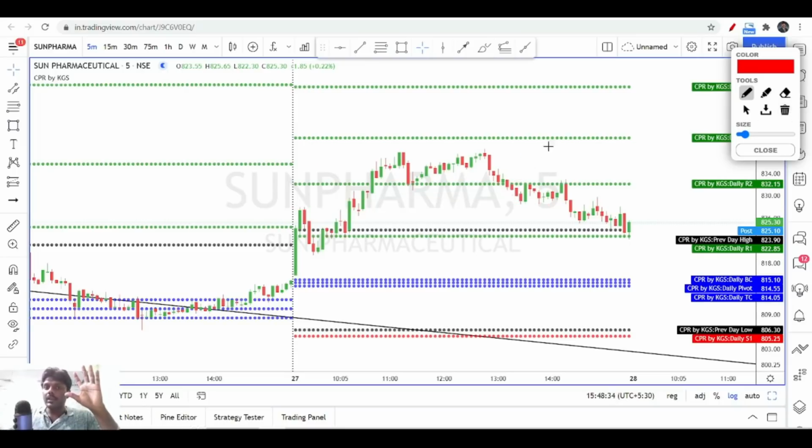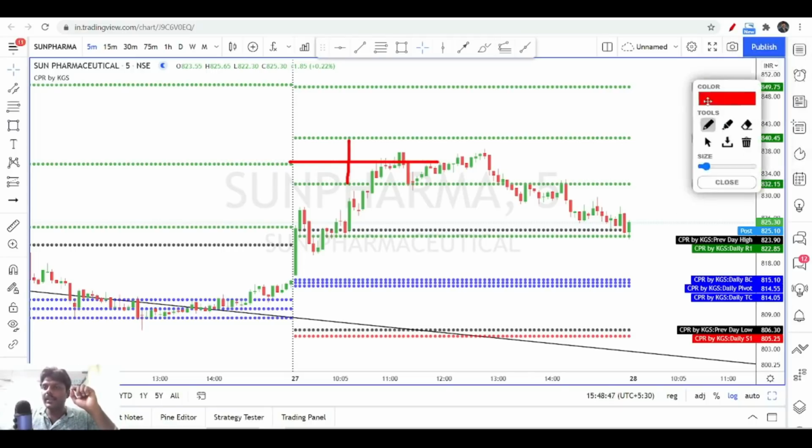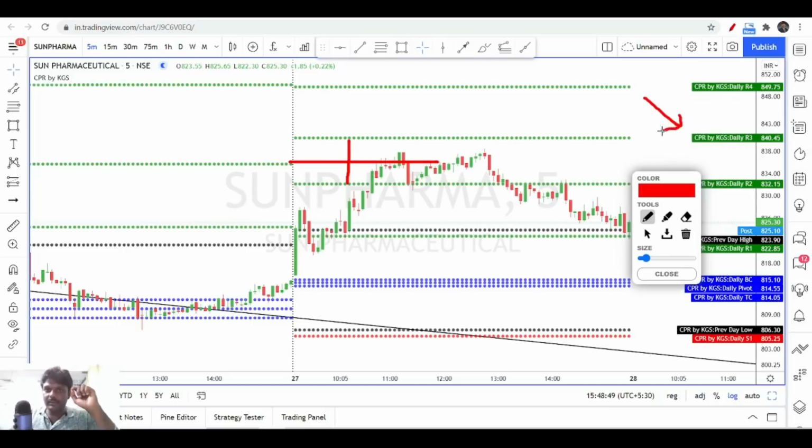If you are booking your profit at R2 and R3 50%, then you are profitable. Your trade is over. But only if you are waiting for your target till R3, then your target is not met. So what you have to do is exit your trade, book a little profit, or exit at cost to cost when the candles are closing below R2 levels, right? So this is the trade which happened in Sun Pharma.